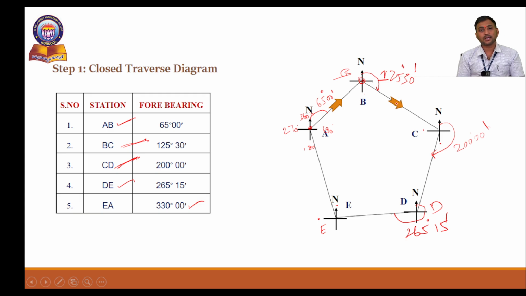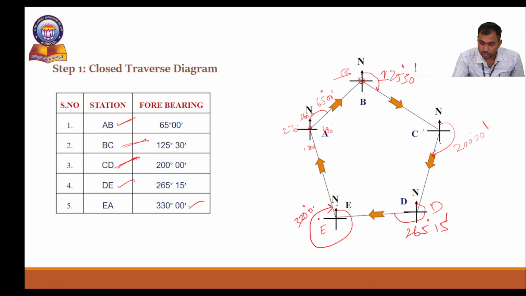This is the fore bearing of BC. Fore bearing of CD is 200 degrees 00 minutes. Fore bearing of DE is 265 degrees 15 minutes. And fore bearing of EA, from north we have to draw like this. So how much is the fore bearing angle? It is 330 degrees 00 minutes.